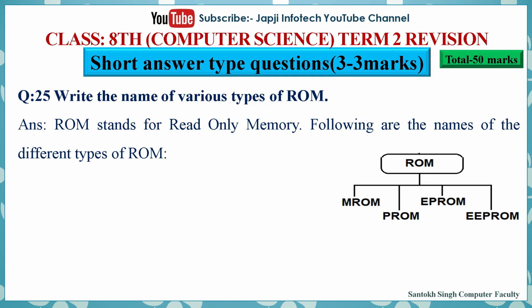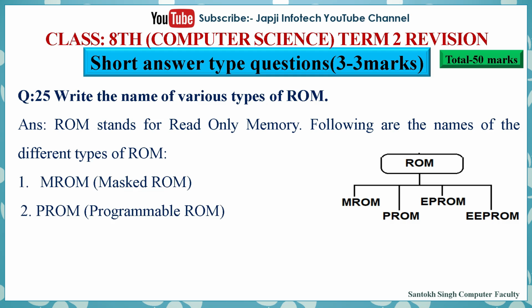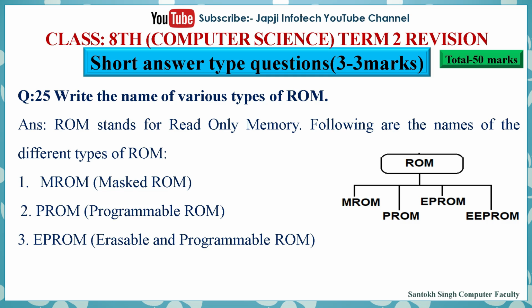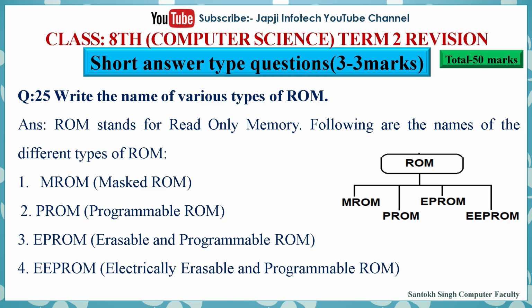Following are the names of different types of ROM. And the first one is MROM, which stands for mask ROM. Second one is PROM, which stands for programmable ROM. Third one is EPROM, which stands for erasable and programmable read-only memory. Fourth one is EEPROM, which stands for electrically erasable and programmable read-only memory.